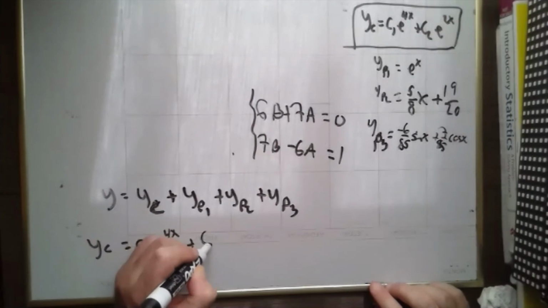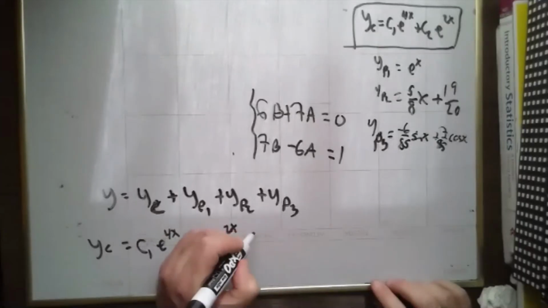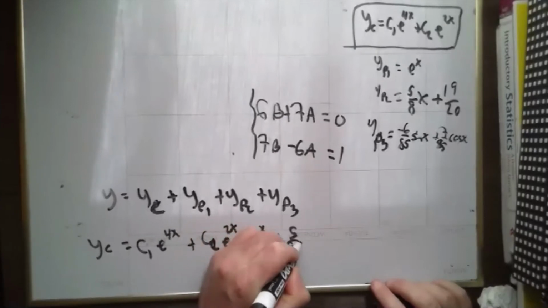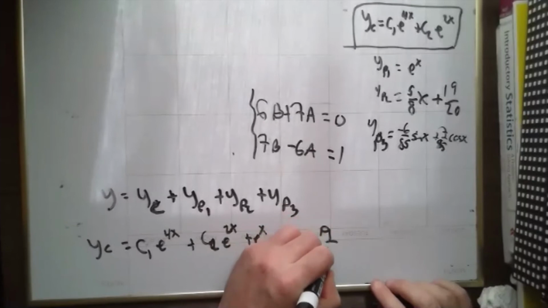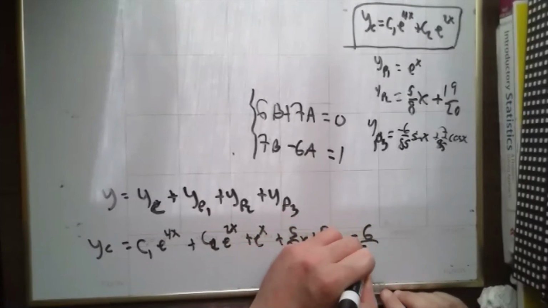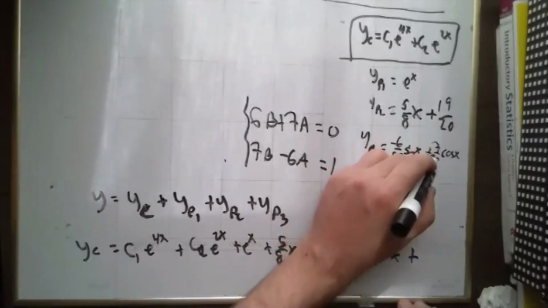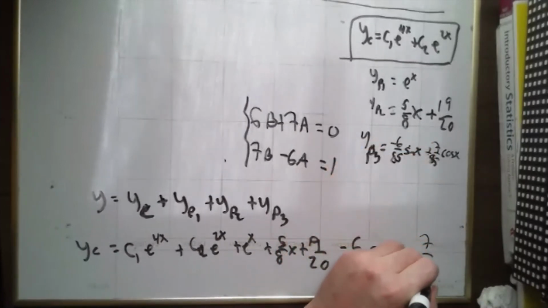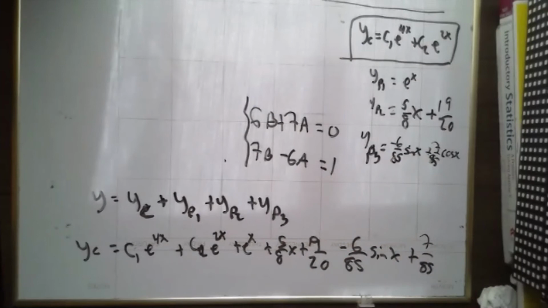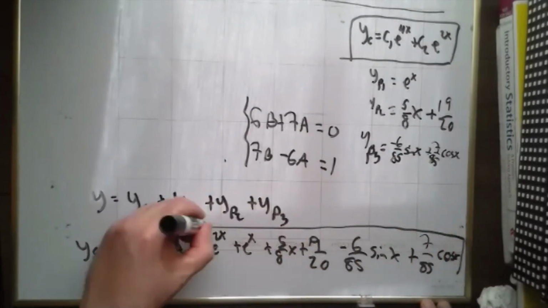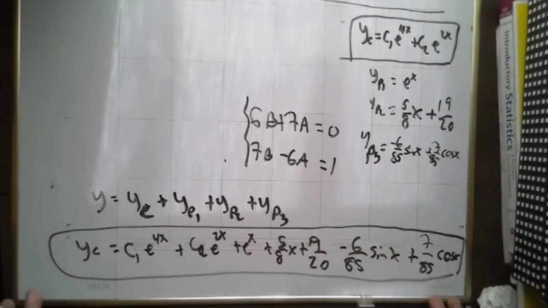So where were we? C2, e to the 2x plus e to the x. It takes almost as long to write all this out. Now I can't read my writing. I think that was a 7/85. I still have it on my screen. Yeah, cosine. Okay, now it is perfectly fine.